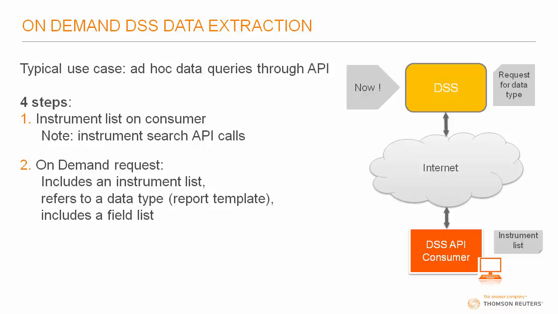So the request contains the instrument list, refers to a default template, and includes a list of data fields specific to the template. If required, the list of available data fields can be queried using the API, thus facilitating automated workflows. But, as stated before, for performance, it is best to optimize the field list during the prototyping phase.